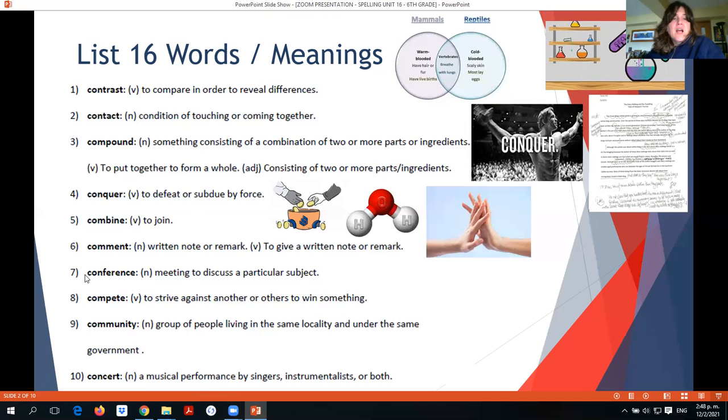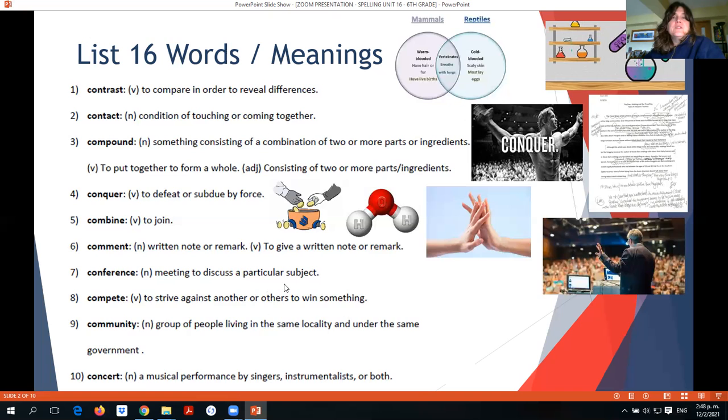Number seven, conference, prefix con, is a meeting to discuss a particular subject. A conference, a work conference, and we can have video conferences now too, because we can have them by Zoom, okay? Number eight, compete is a verb, to compete, and it means to strive against others to win something, okay? So all these athletes here, they compete in order to win the race.